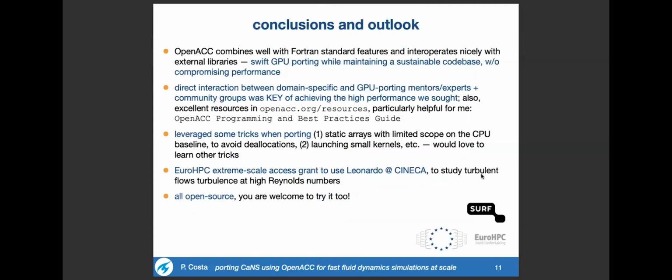And with this, I come to the conclusions and outlook. It was really my experience that OpenACC combines very well with Fortran standard features and interoperates really nicely with external libraries. This allowed for a swift GPU porting while maintaining a sustainable code base and really without compromising performance. But during the development, the direct interaction between domain specialists, in this case myself, and GPU porting experts, mentors, was really key to achieve this performance. So we leveraged some tricks when porting, which I just mentioned in the previous slides. And we are excited to be exploiting Leonardo to study turbulent flows at high Reynolds numbers.